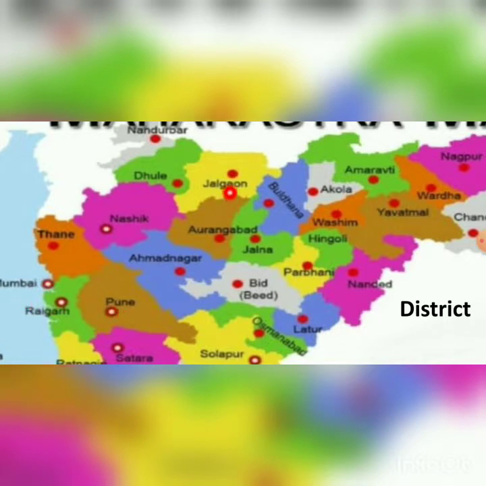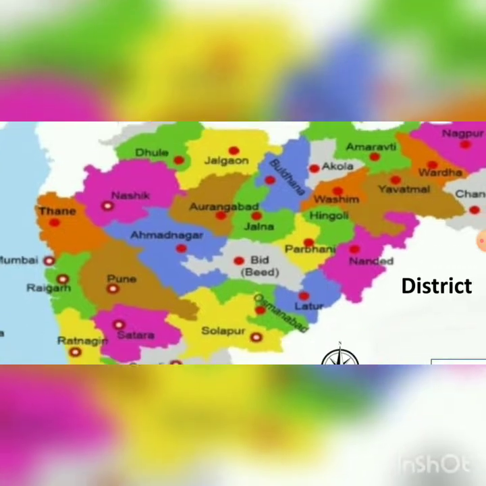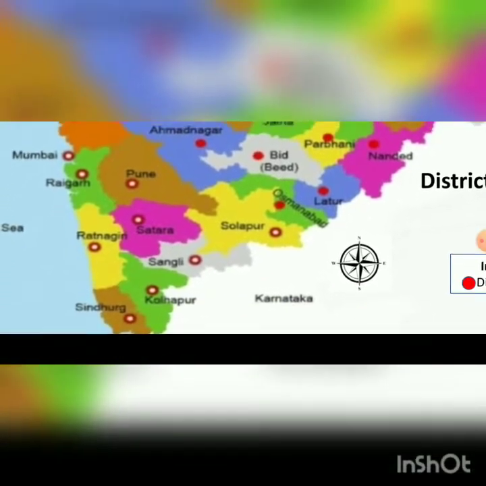Then as we go towards the north of Maharashtra, you have Jalgaon, Dhule. As we go towards the east of Maharashtra, you have Nagpur, Wardha, Yavatmal. As we come to the south of Maharashtra, you have Latur, Solapur. So, like that, we can read the map.